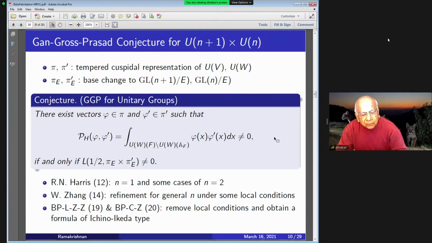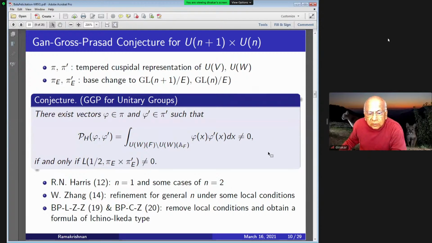proved a condition. They proved this result, and they proved even something called an Ichino-Ikeda type result. So here it says that the period is non-zero if and only if the L value is non-zero. But you can ask, is there a formula that relates the L value to the period? Exactly. So Ichino and Ikeda made a precise conjecture. And they proved, and we say here formula of that type because they proved that it is equal up to some local factors, which we have to control at the bad factors.